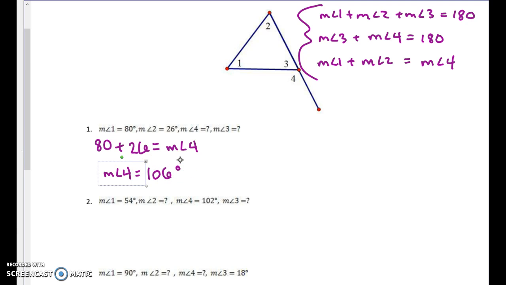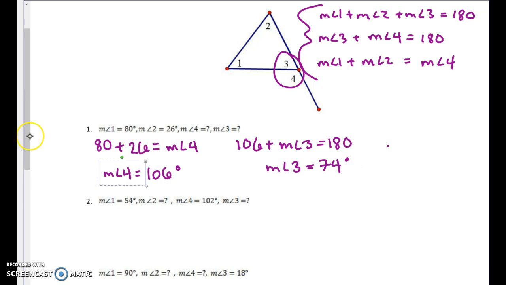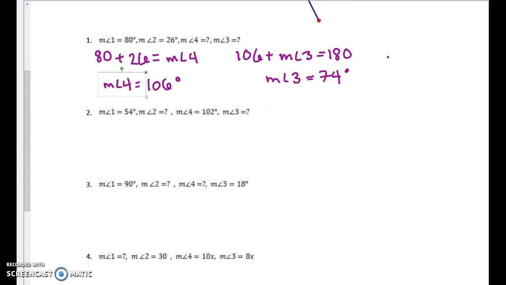That one was nice. Well, I also know that 3 plus 4 must add to 180, so I can say that 106 plus the measure of angle 3 must add to 180, so the measure of angle 3 must be 74. All right, guys, I want y'all now to go through and answer question 2 on your own.